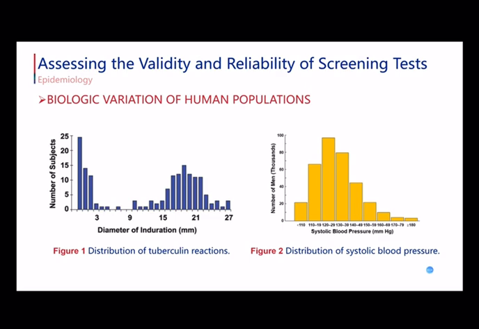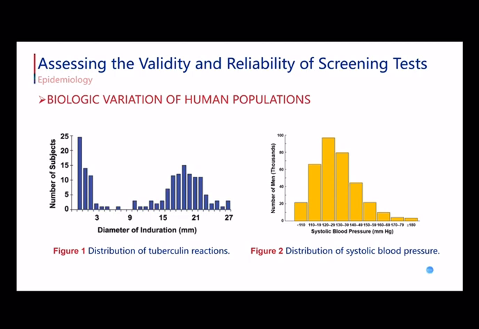In using a test to distinguish between individuals with normal and abnormal results, it is important to understand how characteristics are distributed in human populations. Figure 1 shows the distribution of tuberculin test results in a population. The size of the induration, diameter of the area of hardness at the site of the injection in millimeters, is shown on the horizontal axis and the number of individuals is indicated on the vertical axis.